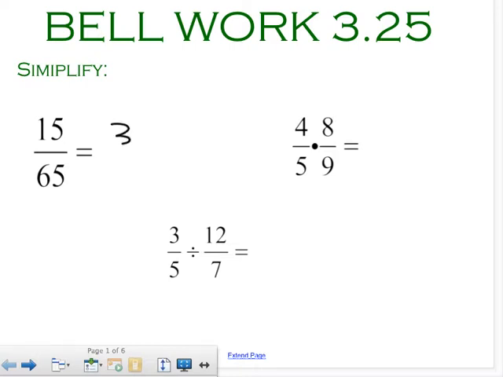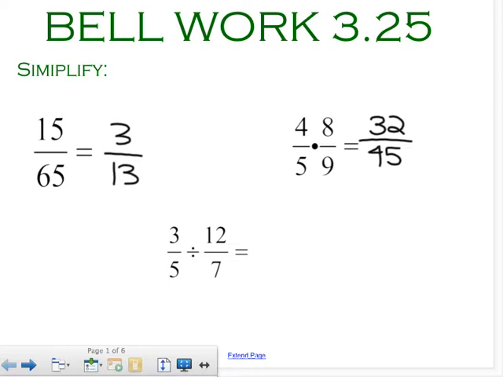So you should get 3 over 13 for the first one. All I did was notice that they had a 5 in common. So 5 goes into 15 3 times, and 5 goes into 65 13 times. If you're multiplying fractions, you just multiply straight across. So 4 times 8 is 32. 4 times 9 is 45. If you could reduce that, you would, but 32 and 45 don't have anything in common, so you'll just leave it.